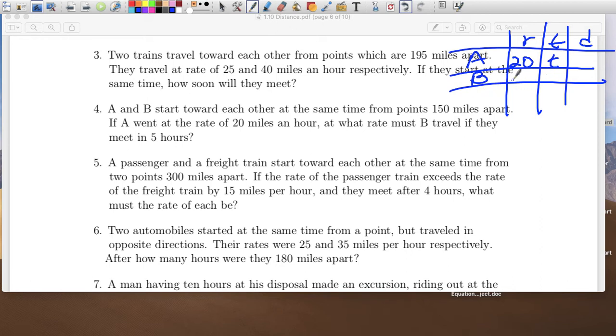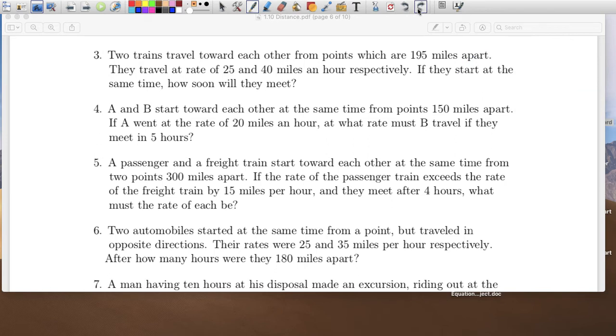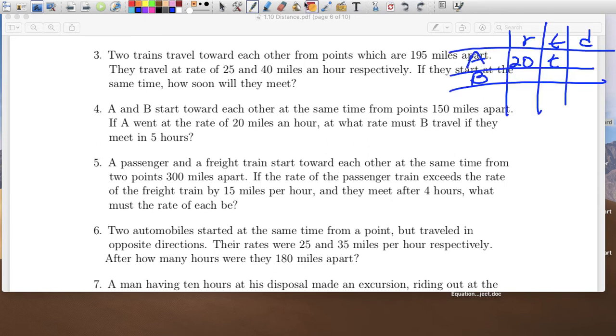The other one, we don't know his rate. Hang on a second. It's not the one I wanted to erase. This is what I want to erase.